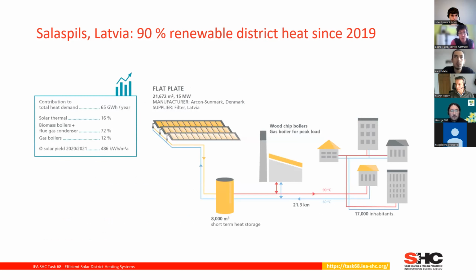Now we are talking about a 15 megawatt plant, so the field is already like 7 times larger than the one from Mengsberg I showed you before. It has a short-term storage, 22 kilometers of district heating pipes are put around the city, and they have this wood chip boiler and gas boiler. It is distributed like 16% solar, 72% biomass, and the gas boiler covers 12%.